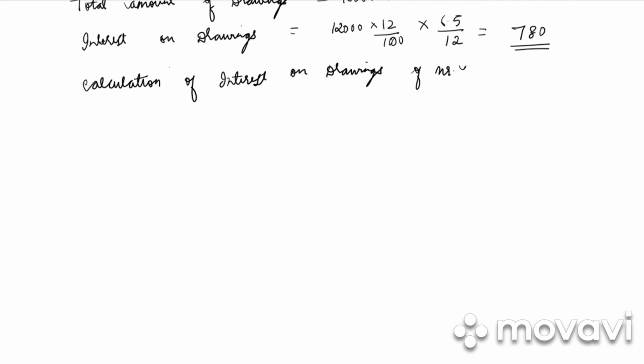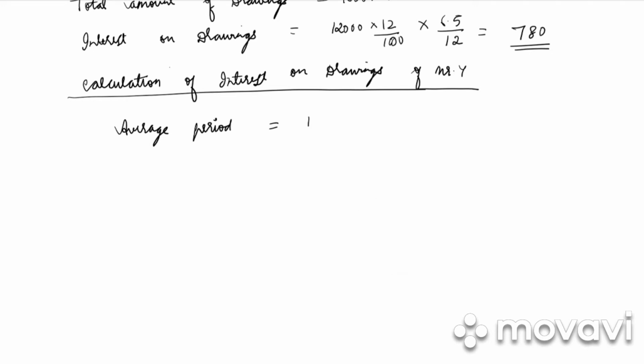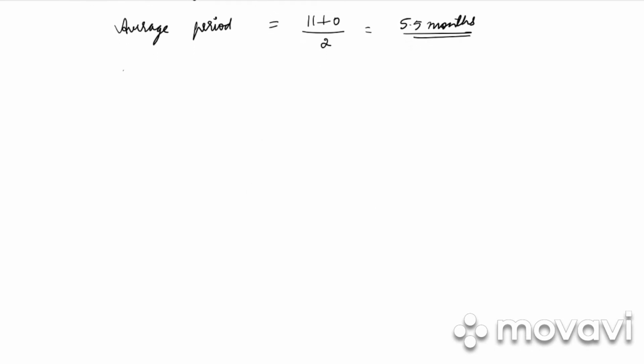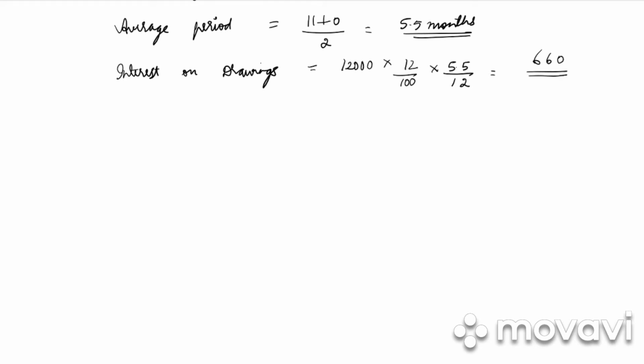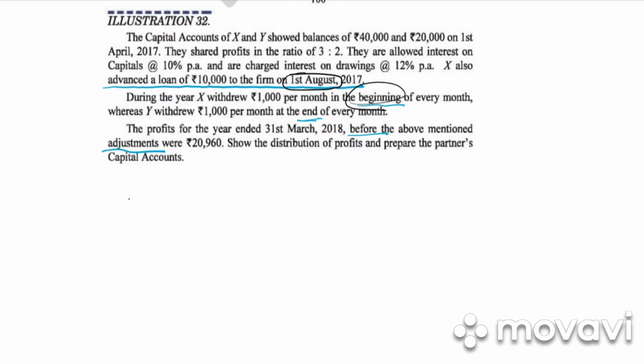of Mr. Y. Again, what will be the average period? He has taken it at the end of the month. 11 plus 0 divided by 2, that is 5.5 months. His amount is also 1,000 per month. So we will calculate interest on drawings: 12,000 into 12 by 100 into 5.5 by 12. That is 660 rupees. After this, we will be preparing a profit and loss appropriation account and partners' capital account.